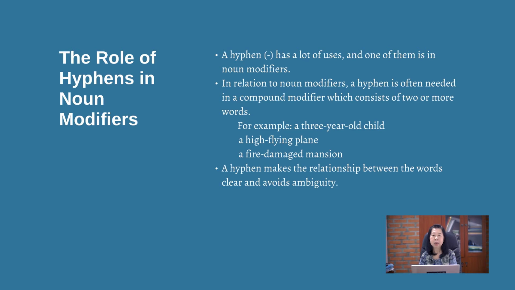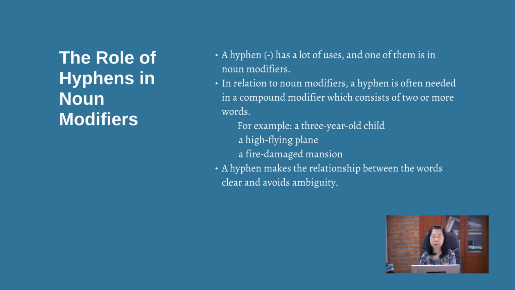In relation to noun modifiers, a hyphen is often needed in a compound modifier which consists of two or more words. Jadi hyphen, tanda strip kecil itu seringkali dibutuhkan di dalam modifier yang majemuk, yang terdiri dari dua atau lebih kata. For example, a 3-year-old child.